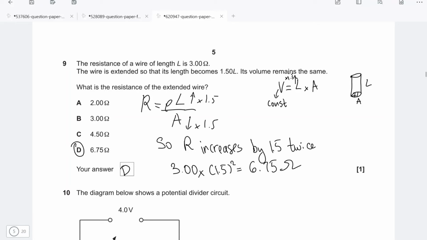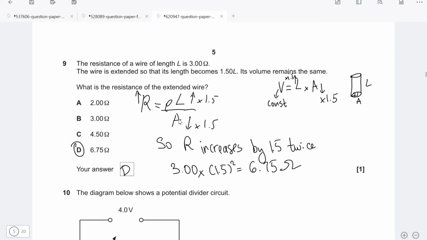Now, if the volume is to remain constant, the length will have to increase by 1.5. Well, if the length increases by 1.5, then the area will have to decrease by a factor of 1.5, in order to keep V constant. That is the only way that can happen. Now, because resistance is equal to resistivity times the length divided by the area, if the length increases by a factor of 1.5, the resistance will increase by a factor of 1.5.